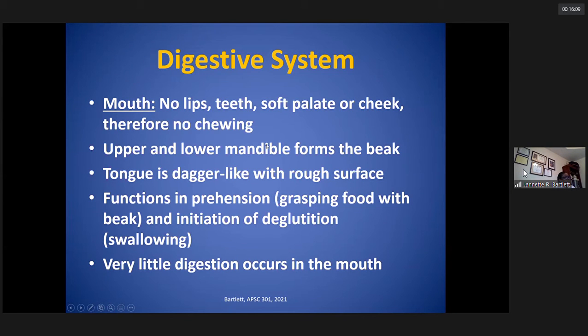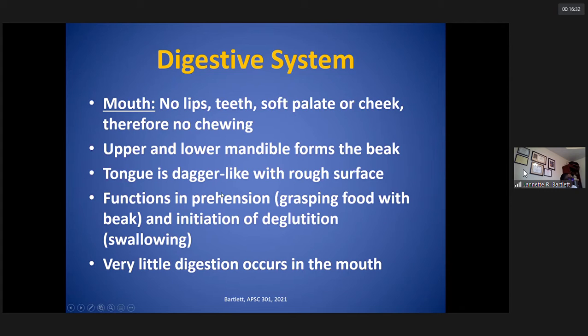And the upper and lower mandible forms the beak, which is what that is. And we know that the beak is what is used to pull food into the mouth. And their tongue is very sharp and dagger-like. Actually, it is very narrow and straight. That's why they call it dagger-like, and it has a rough surface.